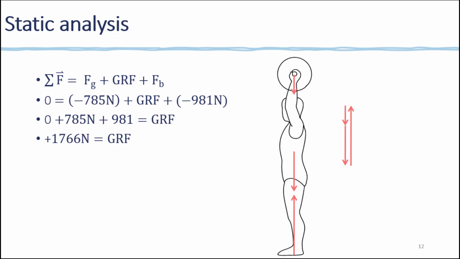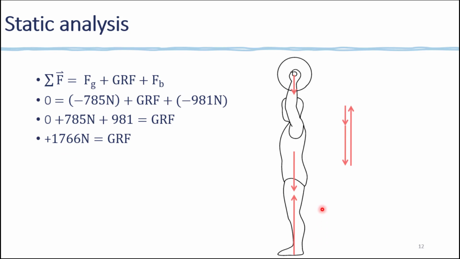So we use the equilibrium equation to determine the reaction force from the floor. So that's the setup here. We've got the sum of all forces is equal to, we've got the force of gravity, the ground reaction force, and the force of the barbell, right? We have three forces in this scenario. So if we use this equation, we find that the reaction force from the floor acting on the athlete is 1,766 newtons, acting in the upwards direction, which counteracts the forces of gravity and the force exerted by the barbell on the athlete's hand.